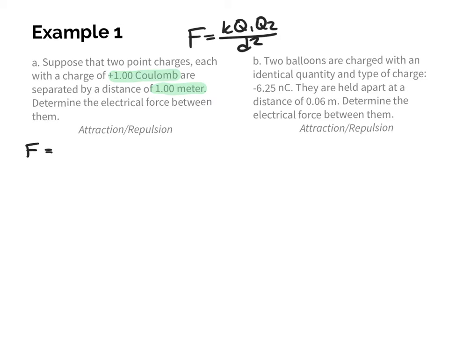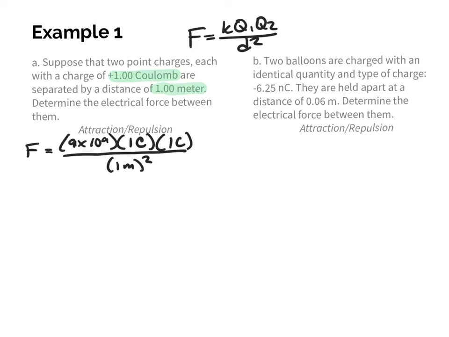So the values I would plug in are that K value of 9 times 10 to the 9th. I'd plug in each of my values for coulombs or charge. So I'd have 1 coulomb for Q1, 1 coulomb for Q2, and then the distance between them is 1 meter squared. Okay, plug in the units there just so we can see what's going on.